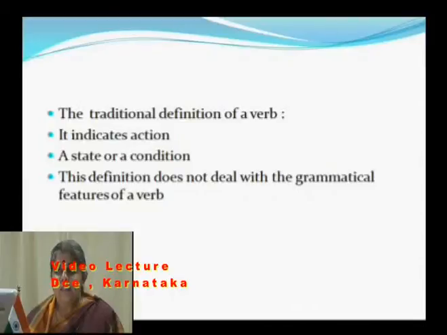Now, what are verbs? First, let us look at the definition of the word verb. Please look at your monitors. The traditional definition of a verb: what is a verb? It indicates action. It is also considered a state or a condition. This definition does not deal with the grammatical features of a verb.